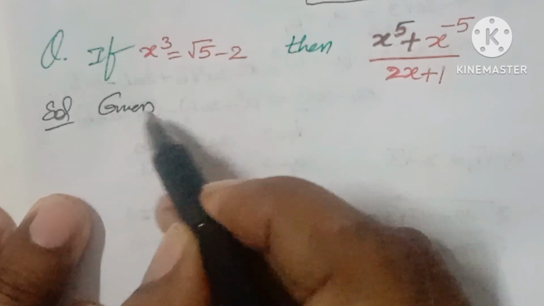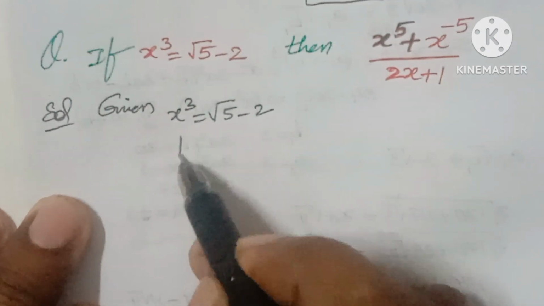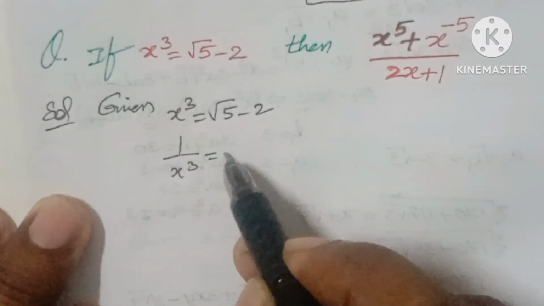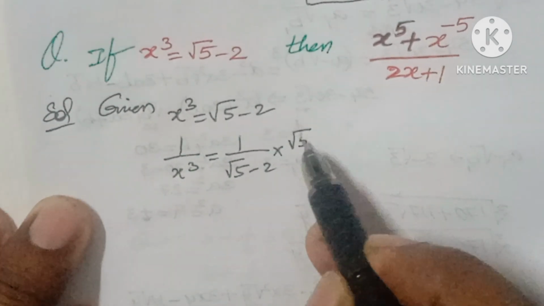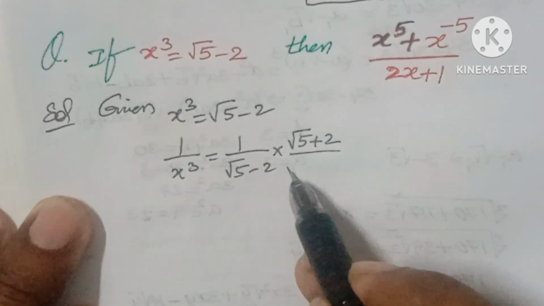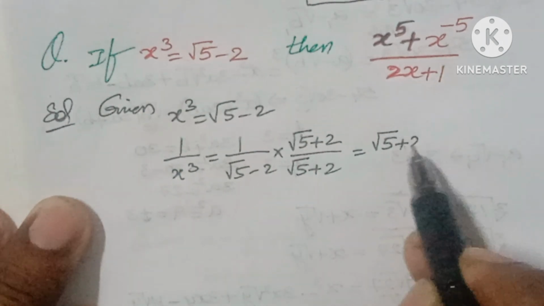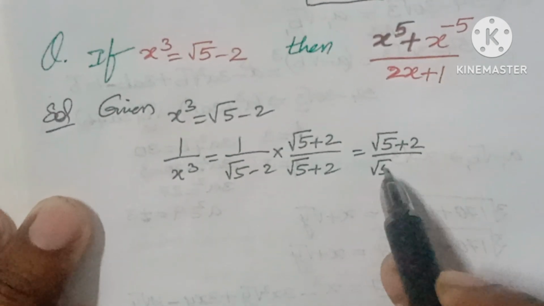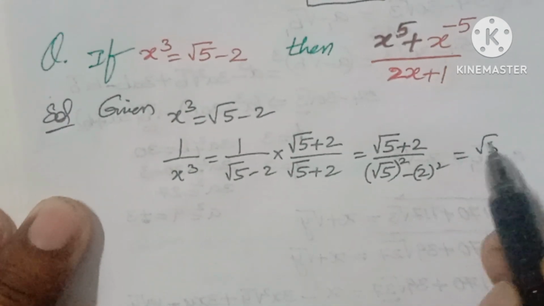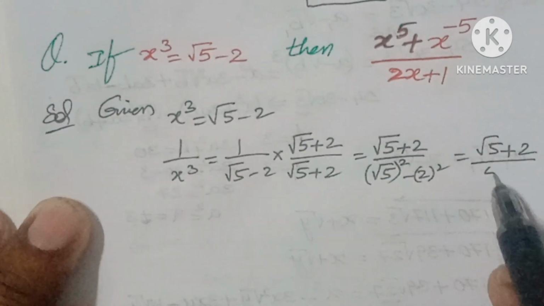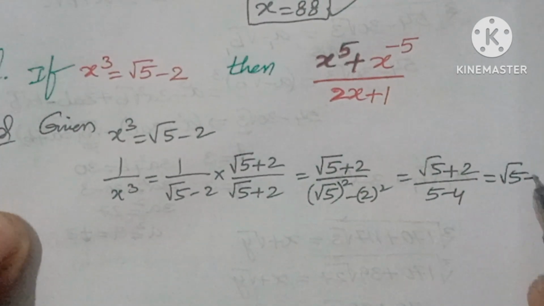So here given x cube is equal to root 5 minus 2. Now 1 by x cube is equal to 1 by (root 5 minus 2) into (root 5 plus 2) over (root 5 plus 2). So here root 5 plus 2 over (root 5) whole square minus 2 square. So here you'll get root 5 plus 2 over 5 minus 4.